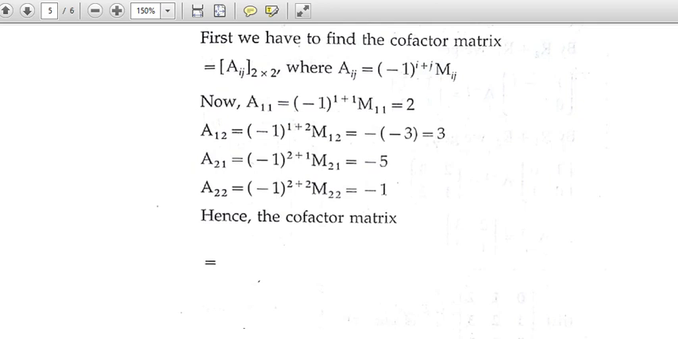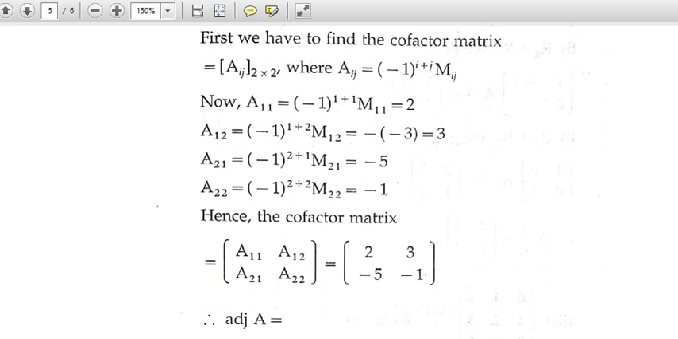Therefore the cofactor matrix is given by A11, A12, A21, A22. So we substitute all the values we already have in their correct places. After substituting the values we get the matrix 2, 3, minus 5, minus 1. So this is our respective cofactor matrix.